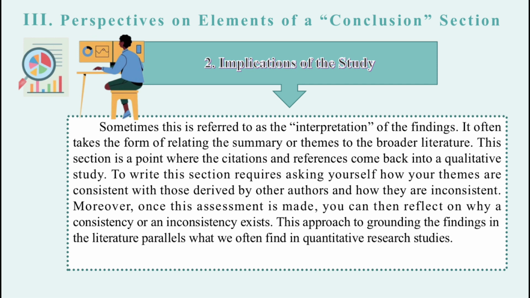To write this section requires asking yourself how your themes are consistent with those derived by other authors, and how they are inconsistent. Moreover, once this assessment is made, you can then reflect on why a consistency or an inconsistency exists. This approach to grounding the findings in the literature parallels what we often find in quantitative research studies.